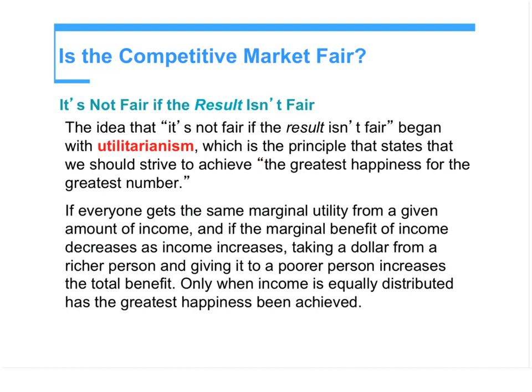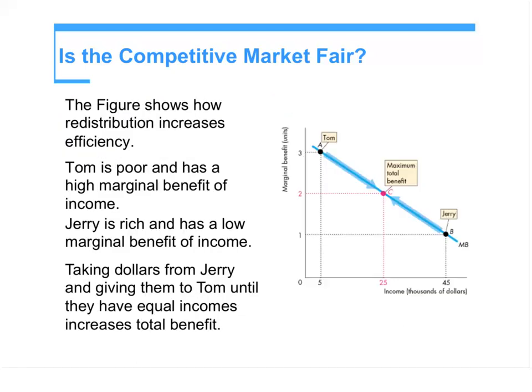It's not fair if the result isn't fair. The idea that it's not fair if the result isn't fair began with utilitarianism, the principle that states that you should strive to achieve the greatest happiness for the greatest number. If everyone gets the same marginal utility for a given amount of income, and if the marginal benefit of income decreases as income increases, taking $1 from a richer person and giving it to a poor person increases the total benefit. Only when income is equally distributed has the greatest happiness been achieved. This is a utilitarian approach.